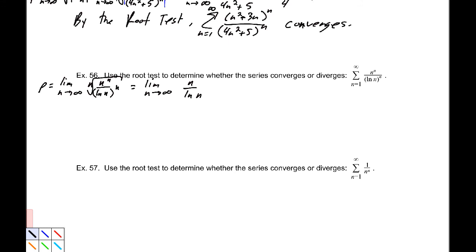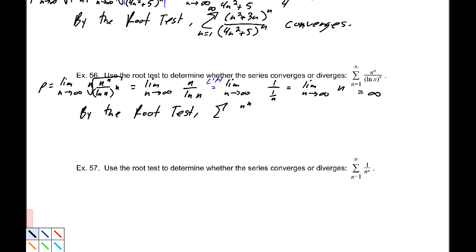Now we can apply L'Hopital's rule here to show that this limit works, because both of those go to infinity. So this would be the limit as n approaches infinity of 1 over 1 over n, which is equal to the limit as n approaches infinity of n, and that's infinite. Therefore, by the root test, the series n to the n over natural log n to the n diverges.